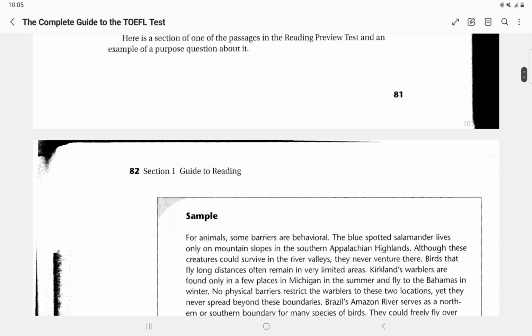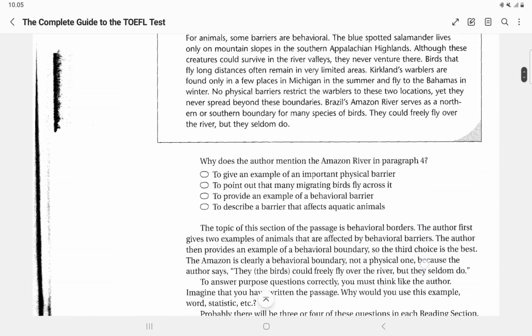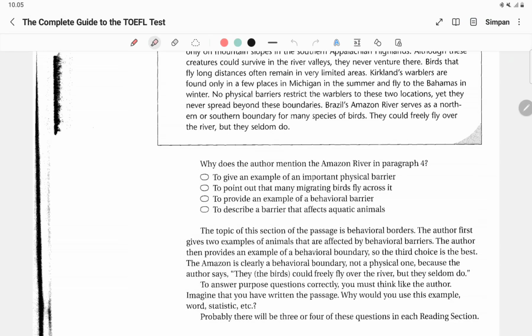Here is a section of one of the passages in the reading preview test, and an example of a purpose question about it. Read the question and the options first. Why does the author mention the Amazon River in paragraph 4? Remember to find the keywords: Amazon River in paragraph 4.